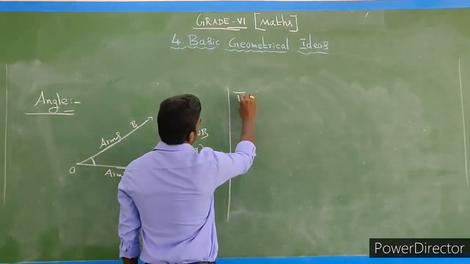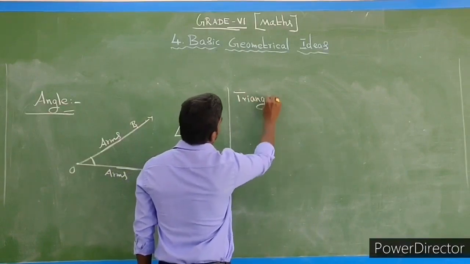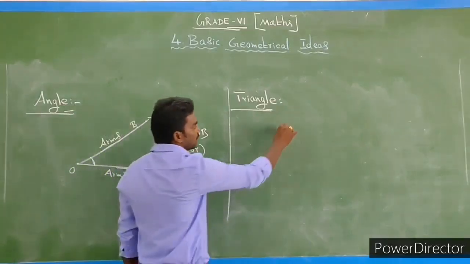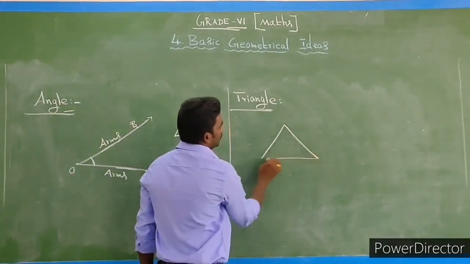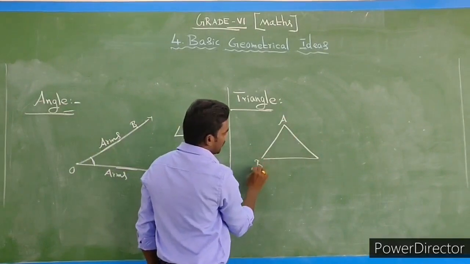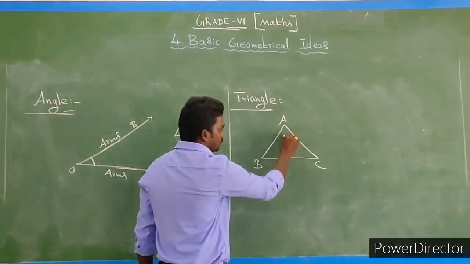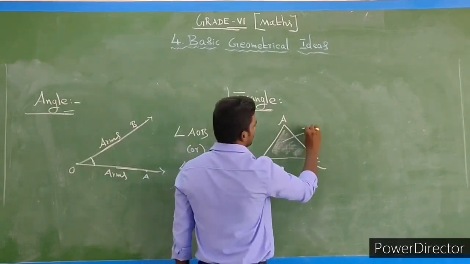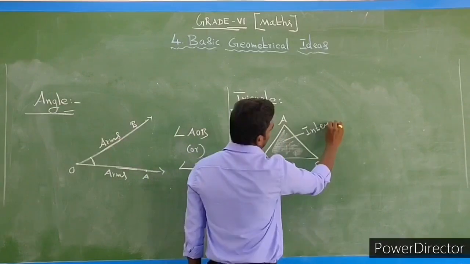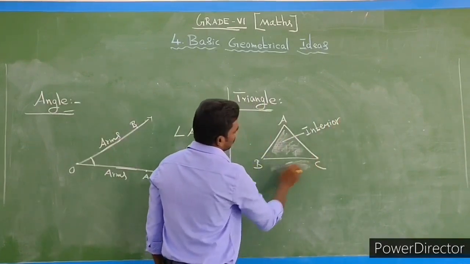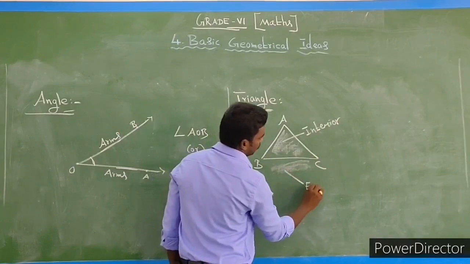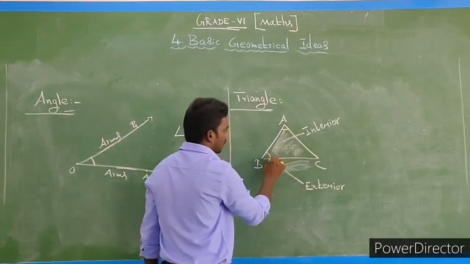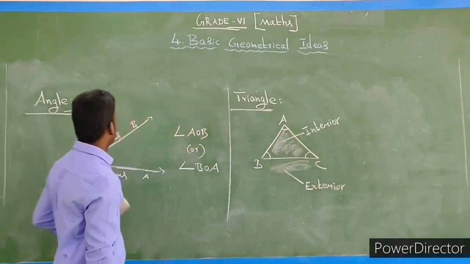So what is a triangle? We know a triangle is a three-sided polygon made up of only line segments. So here, ABC is called what? Triangle. And the space inside the boundary is called what? Interior. This is the interior space, and the outside of the space is called exterior. So a triangle is a three-sided polygon made up of only line segments.